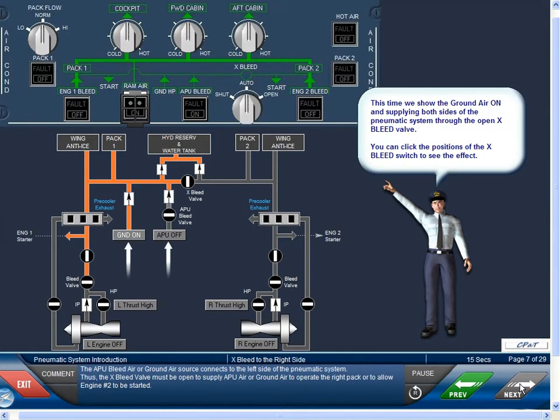The APU bleed air or ground air source connects to the left side of the pneumatic system. Thus, the cross-bleed valve must be open to supply APU air or ground air to operate the right pack or to allow engine number 2 to be started.